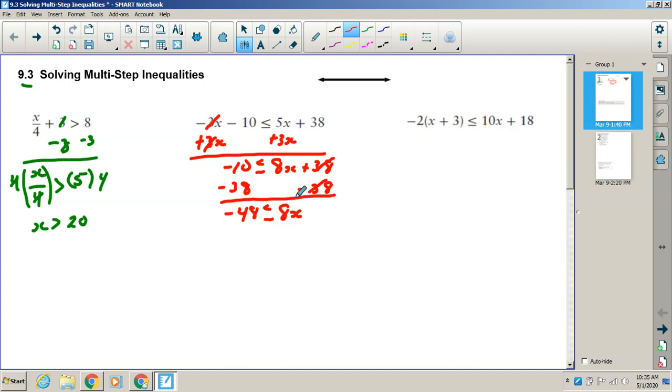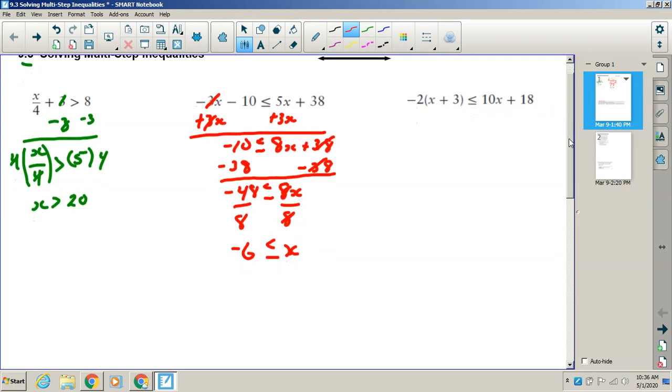Now I've got all my x's on one side, all my numbers on the other side. I need to solve for x now. Opposite operations, opposite of multiplying by 8 is division by 8. What I do to one side, I do to the other side, and I end up with x here. Sign still the same direction, and negative 48 divided by 8 is negative 6. So this solution says, again, always read from the variable, x is greater than or equal to negative 6.